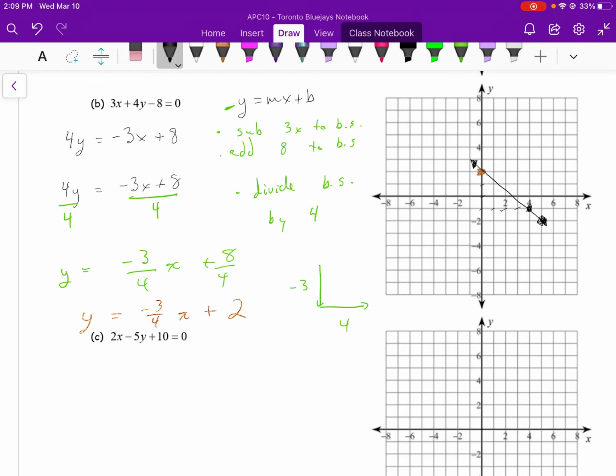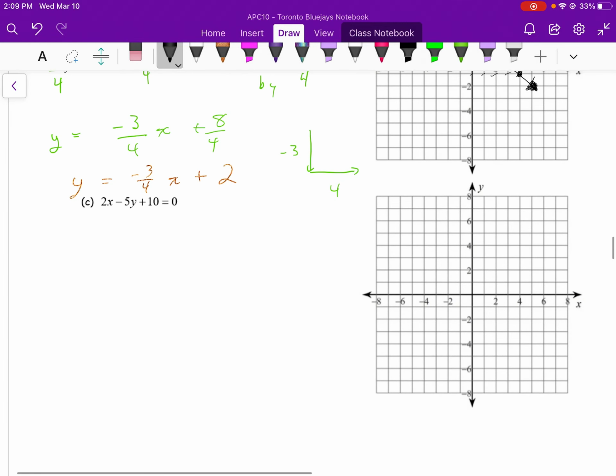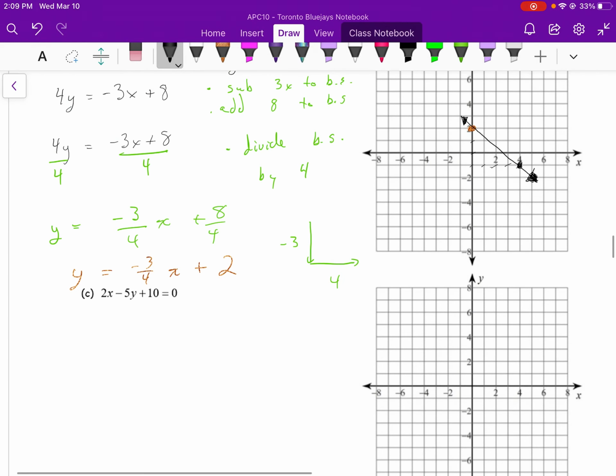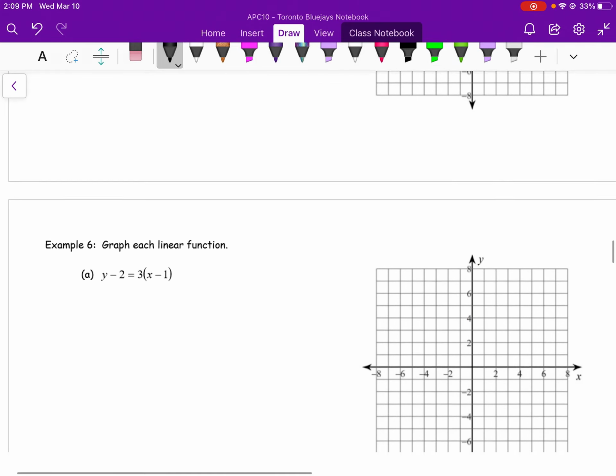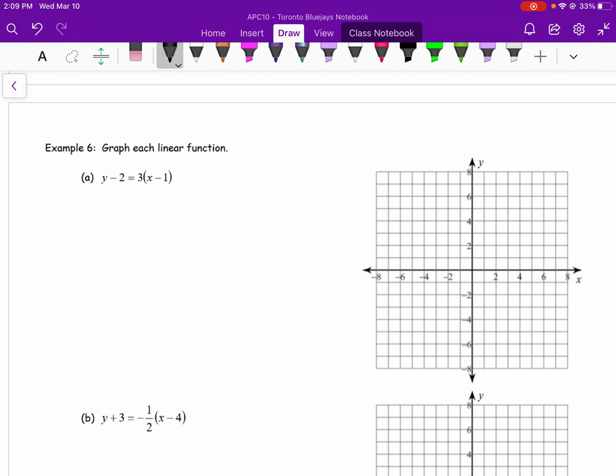All right. I think you've seen enough here. There's no real point in doing C. I'm going to jump to another type of equation. So we really need just 2 points. Oh, gross. This one.